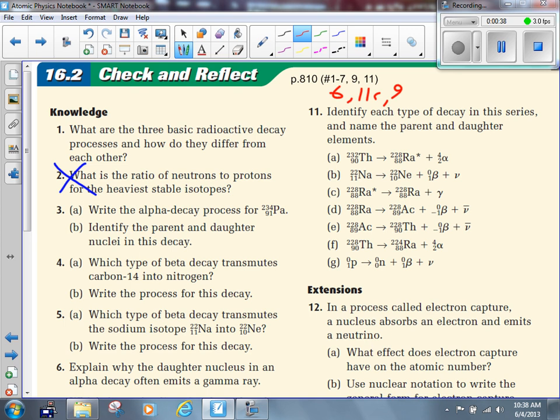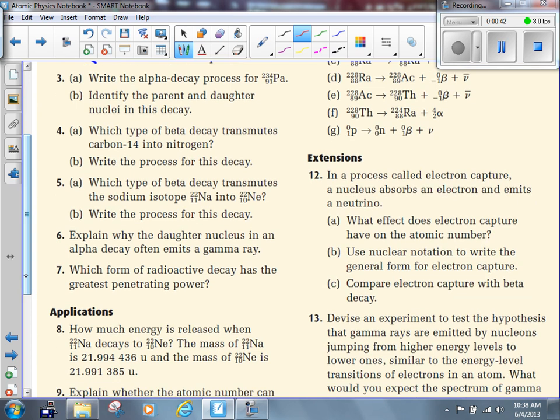All right, let's take a look at 6 here. Number 6 says, explain why the daughter nucleus in an alpha decay often emits a gamma ray. Can anybody give me an answer to that question? How did we say gamma rays were produced? In general, we say by nuclear decay, right? That's what we said last unit, but we talked about that a little bit more specifically this unit when we talked about alpha, beta, and gamma decay.